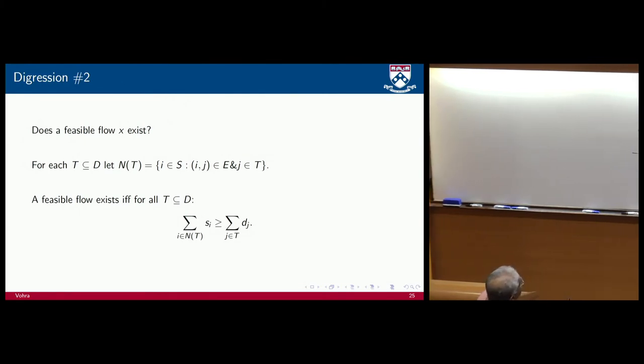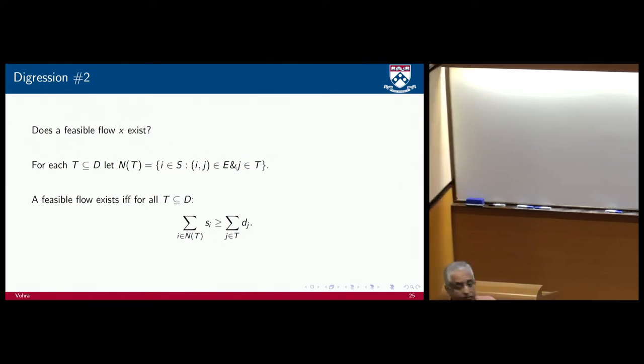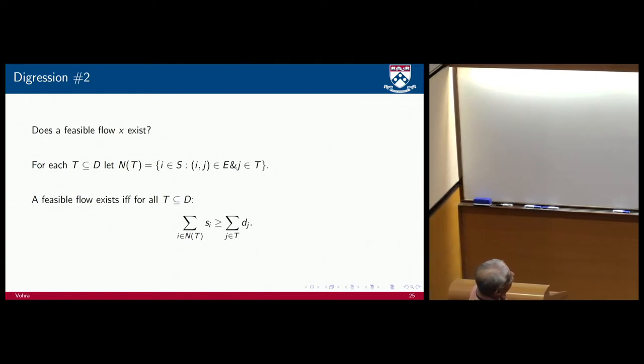Take any subset T of demand nodes and define N(T) to be the set of supply nodes that feed those demand nodes. So this is the set of supply nodes that have an edge pointing into a node in T. And here's the theorem: a feasible flow exists if and only if, for every subset T of demand nodes, the supply of all nodes that feed vertices in T is at least as large as the aggregate demand of the nodes in T.